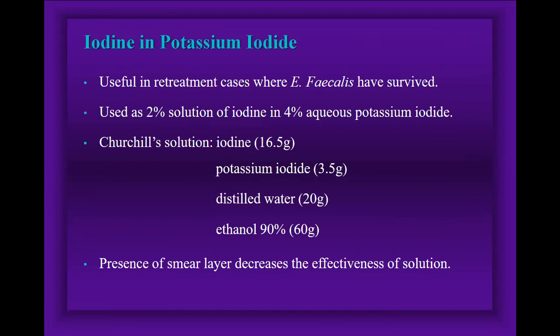Iodine in potassium iodide is useful in retreatment cases where E. faecalis has survived, used as a 2% solution of iodine in 4% aqueous potassium iodide. Churchill solution: iodine 16.5 grams, potassium iodide 3.5 grams, distilled water 20 grams, ethanol 90%, 60 grams. Presence of smear layer decreases the effectiveness of the solution.